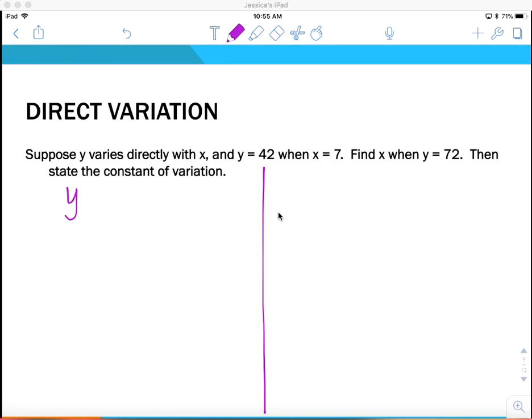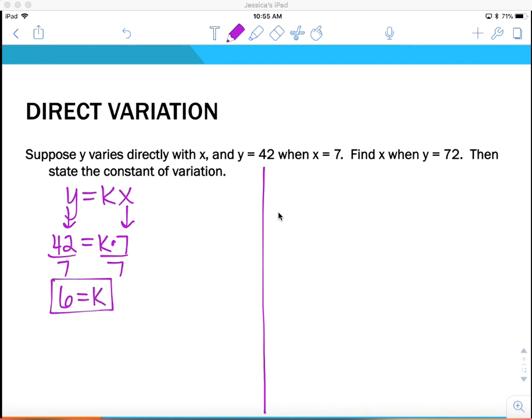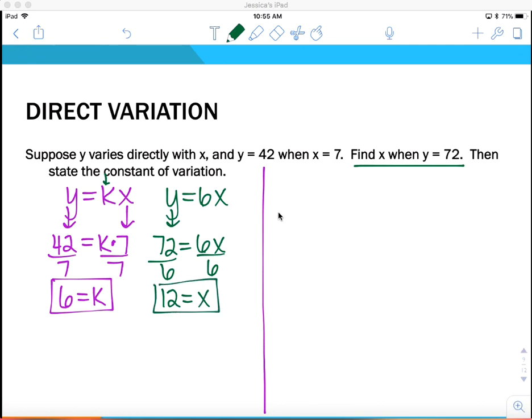For the first method, using our equation, y varies directly with x. y is 42 when x is 7. So when I'm solving for k, I divide both sides by 7, and my constant is 6. This means that my equation is y equals 6 times x. I just plugged in the k. Then it says find x when y is 72. If I plug in 72 here, then to solve for x, I'm going to divide both sides by 6, meaning x is 12. I have my two answers.